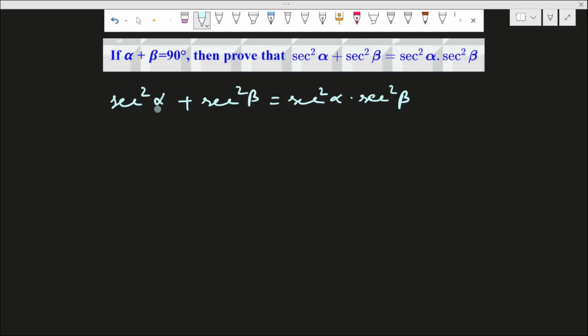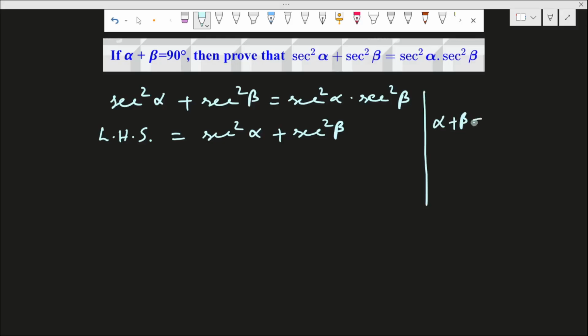Left hand side is the sum of sec square alpha and sec square beta. Right hand side is the product of sec square alpha and sec square beta. We have to prove left hand side is equal to right hand side. So first consider the left hand side, that is equal to sec square alpha plus sec square beta. Here another condition is given, that is alpha plus beta equal to 90 degrees.